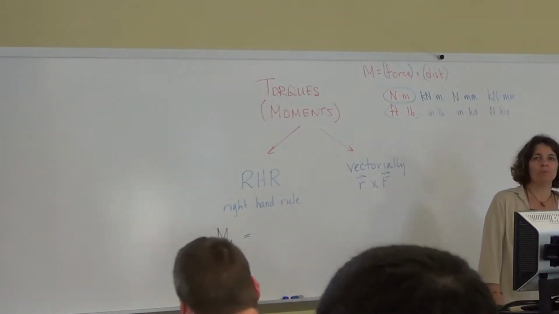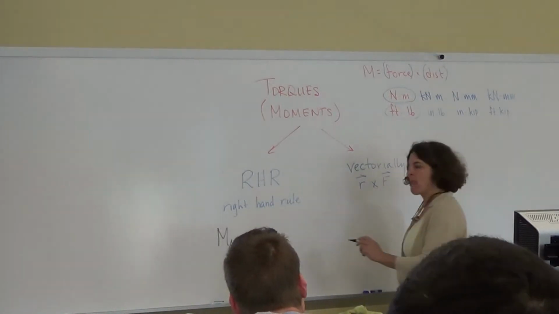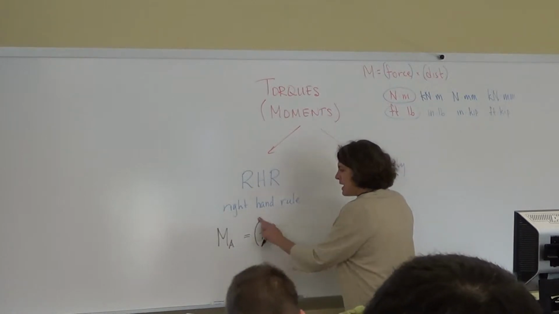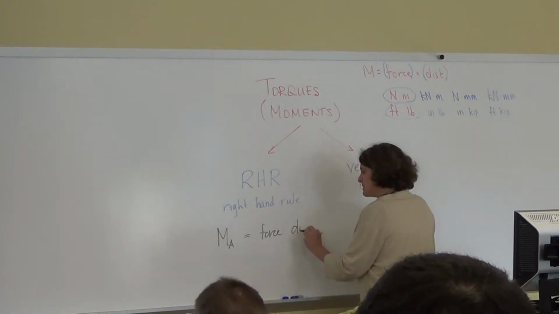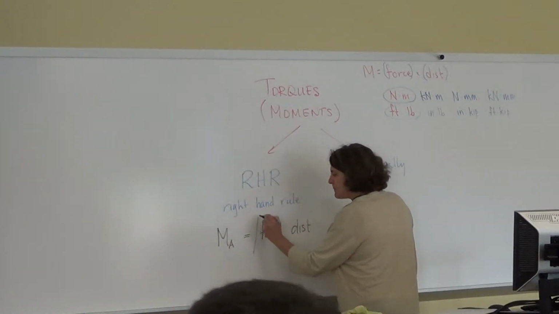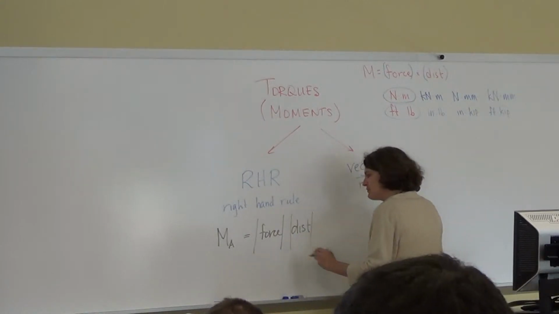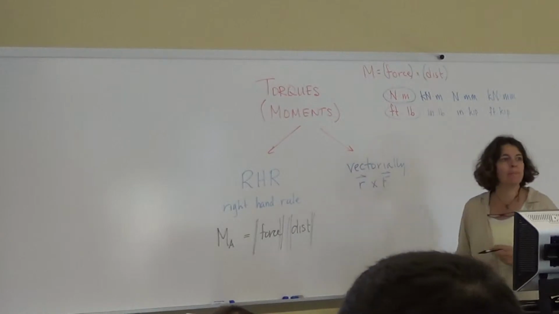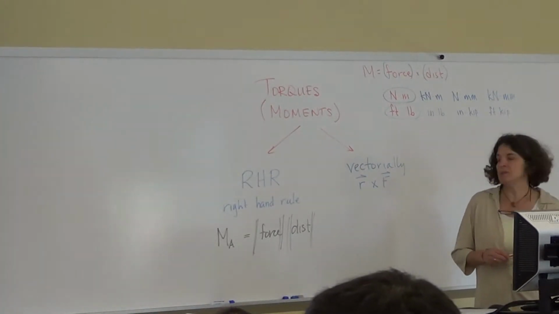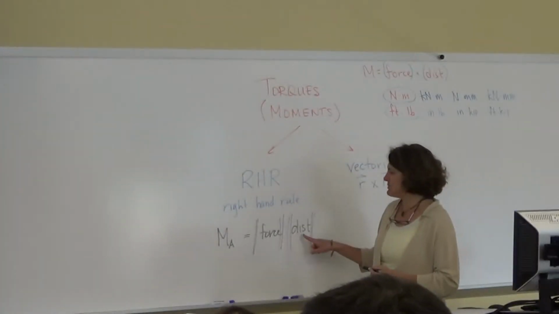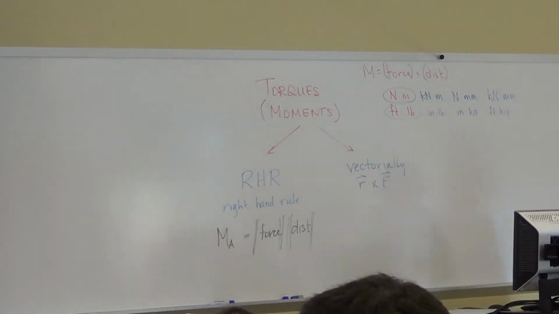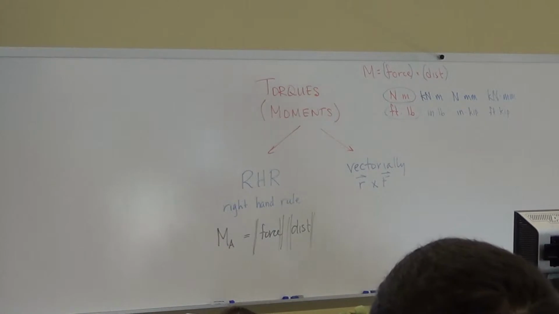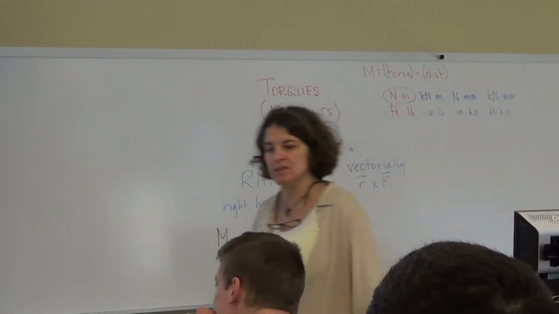Right-hand rule, what do I multiply by what? The force times the distance. And it's the absolute value. Are you guys comfortable with this? It's the absolute value. It's the magnitude of the force times the magnitude of the distance. So when you use the right-hand rule, it's the magnitude of the force times the magnitude of the distance.